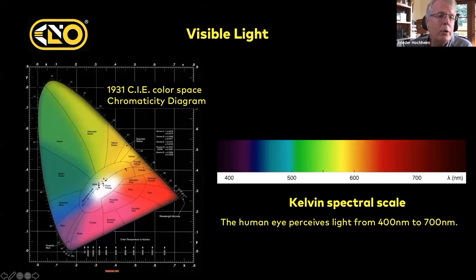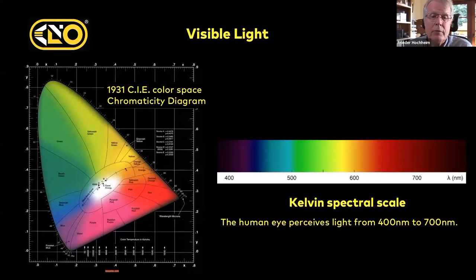And on the outside perimeter of this horseshoe are all your saturated visible light colors. Through the center of this is this arc, and white light, quote unquote, white light tracks along that curve. It's also known as the black body curve or the Planckian curve. Another way of looking at white light is to consider the spectral scale, the Kelvin scale.